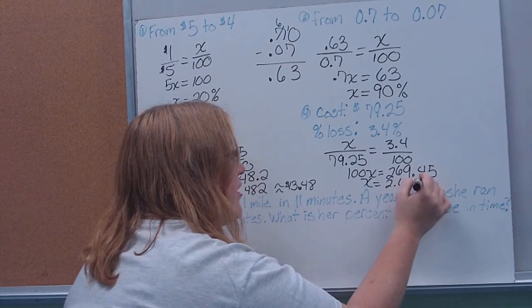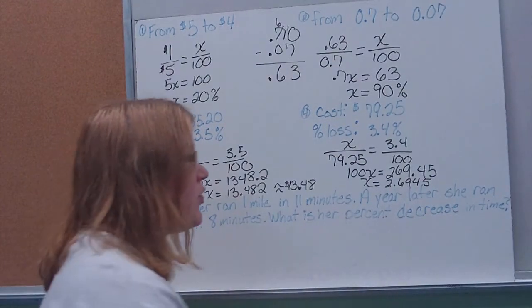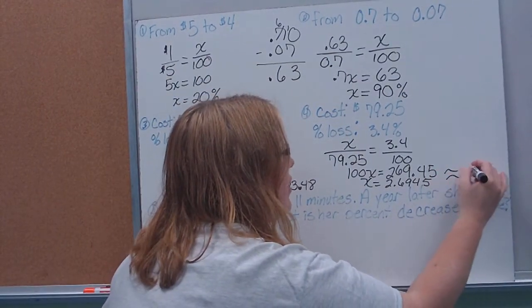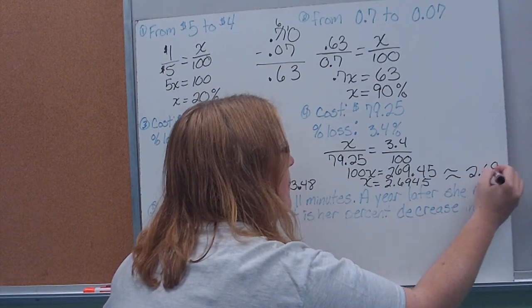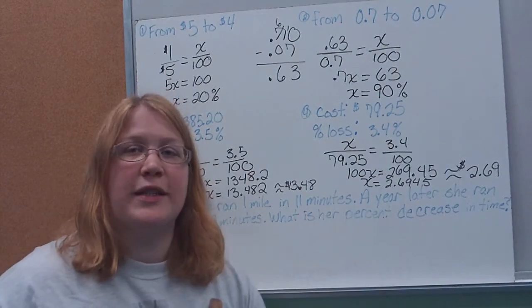And again, you're going to notice I have extra decimal places. Well, remember, we're dealing with money, so I'm going to round it off to the nearest hundredth. And I find out that the decrease would be about $2.69.